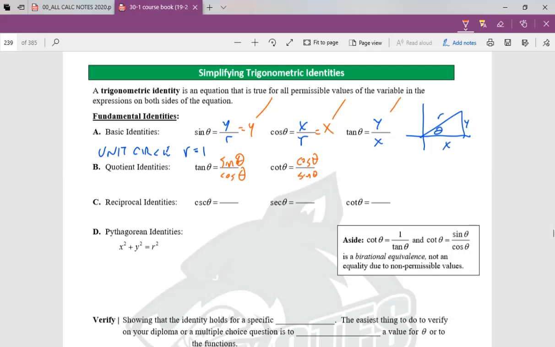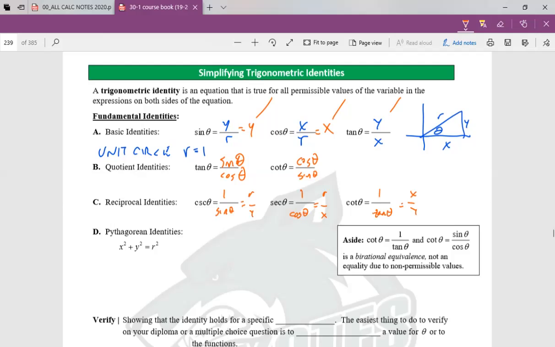Reciprocal identities are essentially just your definitions. Cosecant is the reciprocal of sine, and we can use r over y if we choose to. Secant is the reciprocal of cos, so 1 over cos theta. It's also equal to r over x if we'd like. And then cotangent theta is 1 over tangent. It is the reciprocal of tangent, and it is equal to x over y.